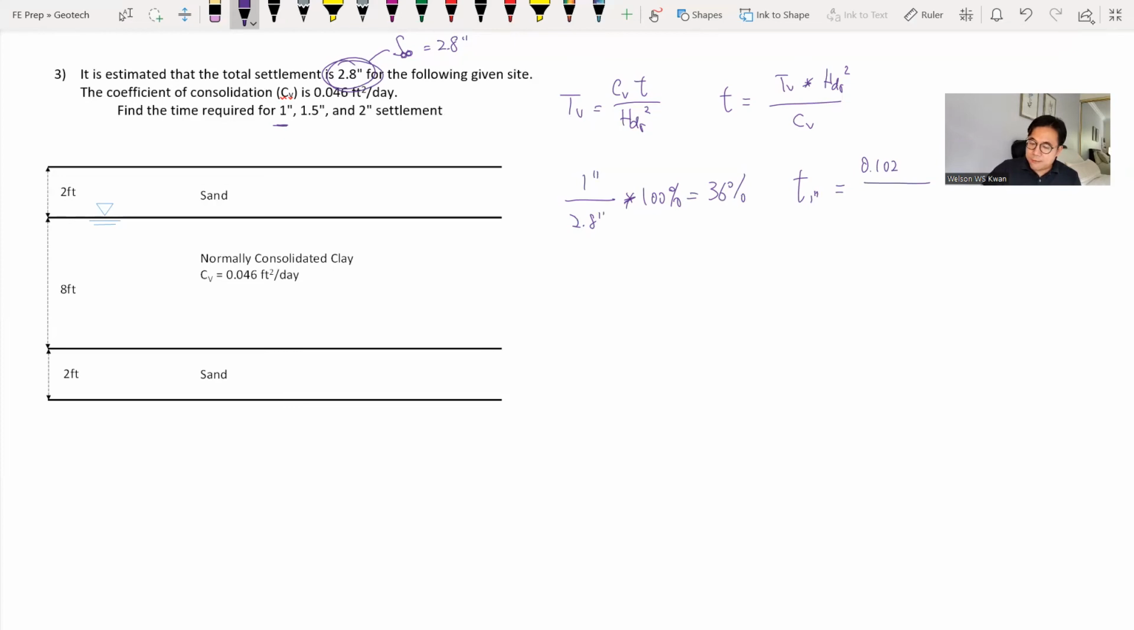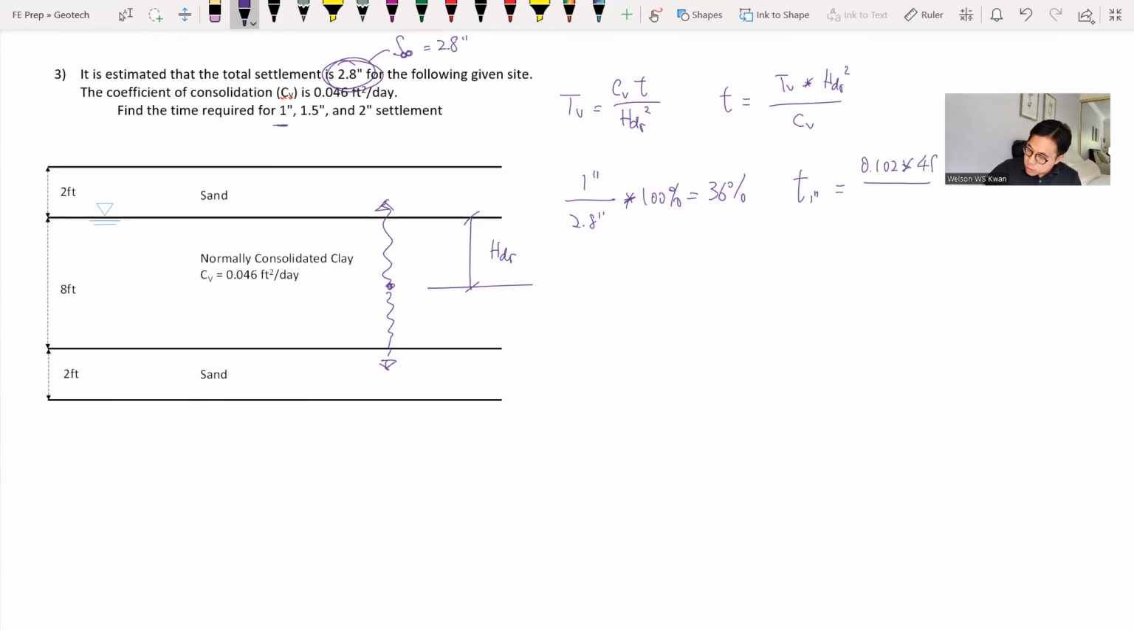The drainage path depends on the degree of drainage. And in this case, since our clay layer is sandwiched by two more permeable soil types, sand, we know that the water can go either up or down. The excess pore pressure can escape either from the layer above or the layer below. So the longest distance, the drainage path, will be half of the thickness of the clay. So this is our H sub DR, the drainage path, and that is 4 feet.